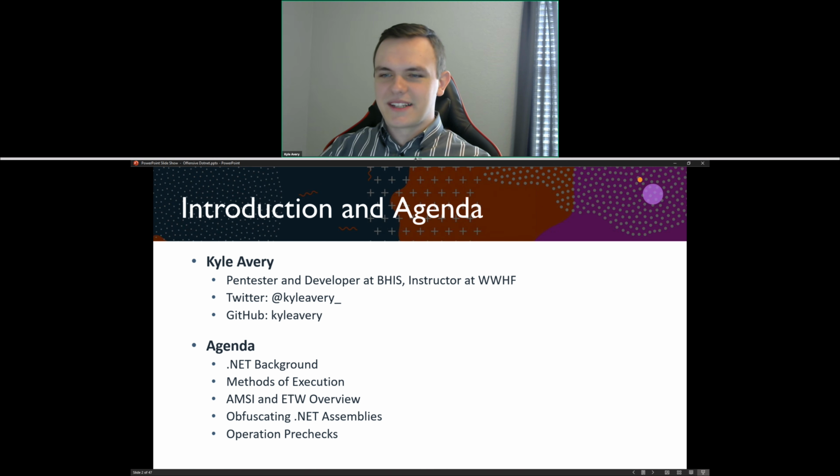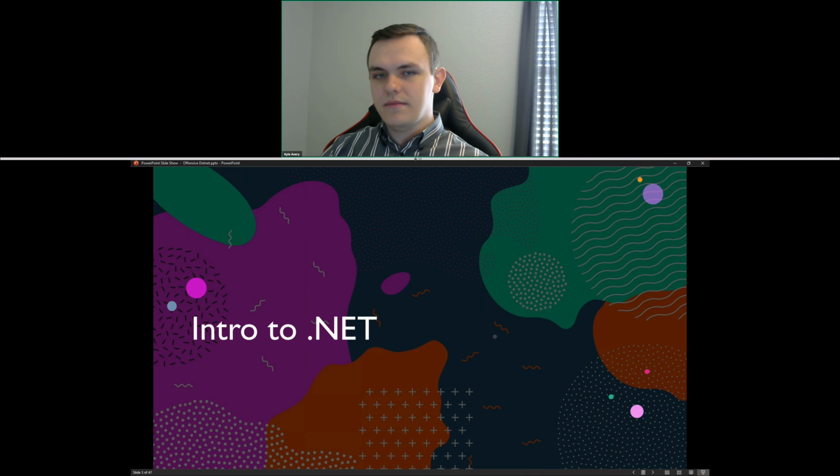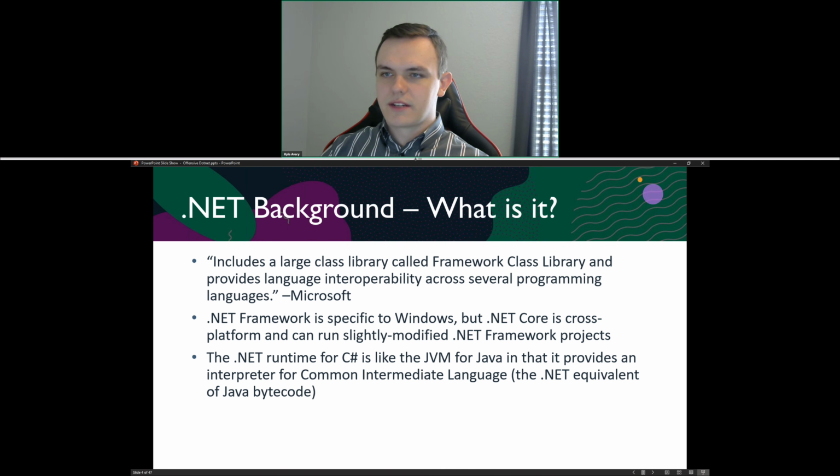As far as what we're going to talk about today, we're going to start off just talking about what exactly is .NET and why we should care. Then we'll go into how exactly we can execute .NET programs in a way that is sort of hard to detect. Then we'll move to talk about AMSI and ETW, which are the primary log sources for .NET. After that, we'll talk about obfuscating .NET assemblies to get around those logs. And finally, we'll go over what I refer to as Operation Prechecks. So first off, we'll just move right to Intro to .NET.